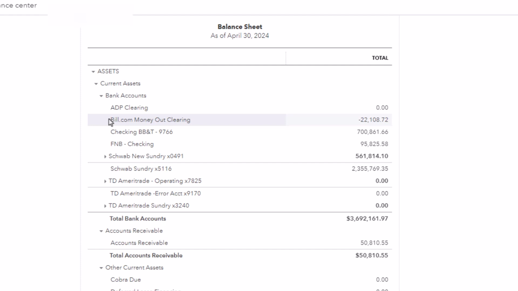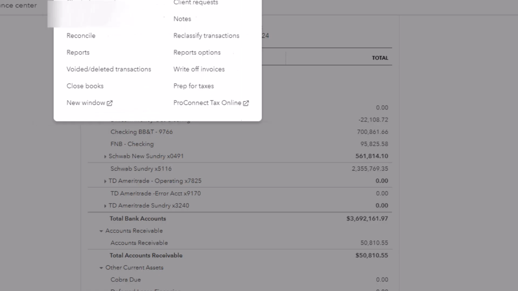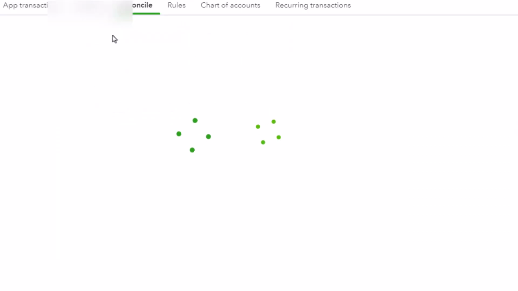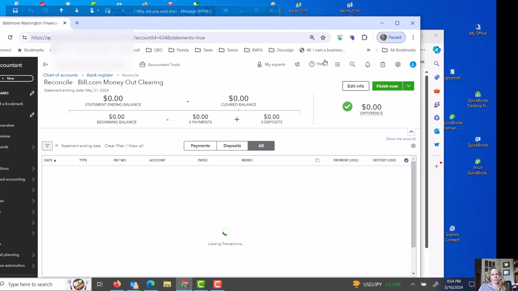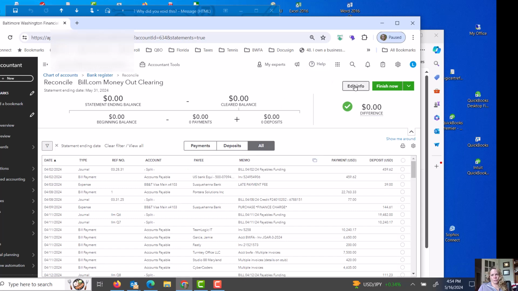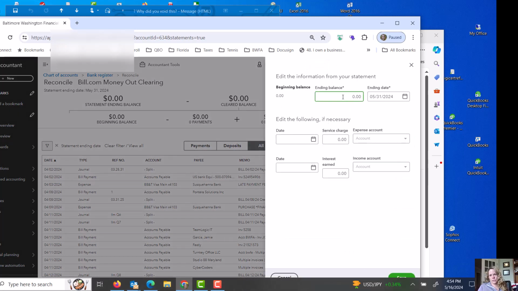Just like any bank account, even though this is not a real bank account, you can go ahead and reconcile. So we're going to do reconcile bill.com money out clearing. And what we want to do is a little bit different than a normal reconciliation because we want to put a $0 balance in.